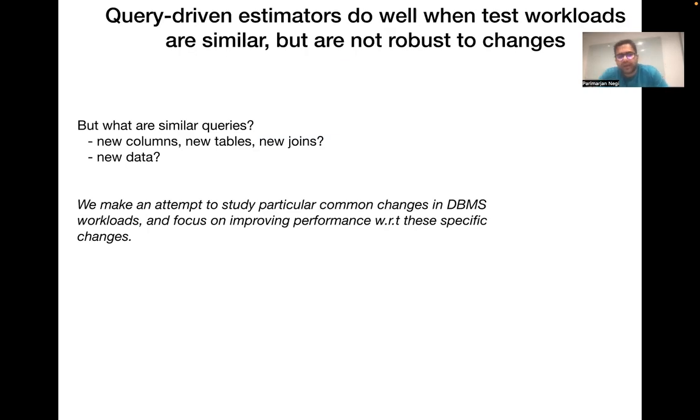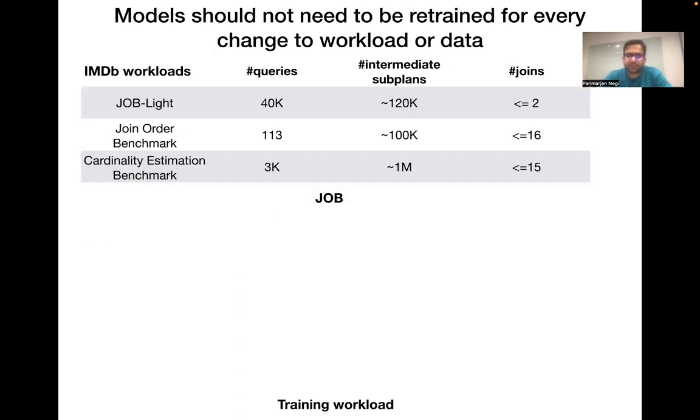But the big problem is that if queries are similar, it's good. But if queries are not similar, it can sort of fail in very surprising ways. And it's sort of hard to even define what are similar queries. Like, is a new column okay? How many new columns? What happens when there's new data? And so on. So we make an attempt to study these particular common changes in database workloads and focus on improving performance based on simple methods that can be easily applied specific to these kind of changes.